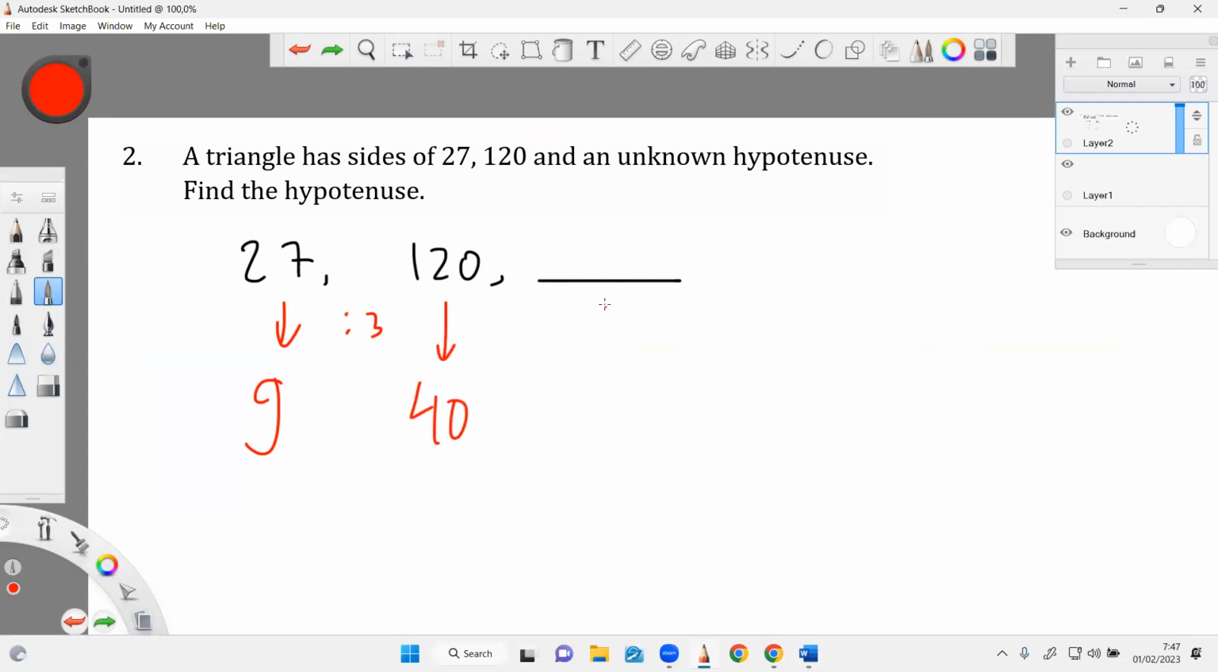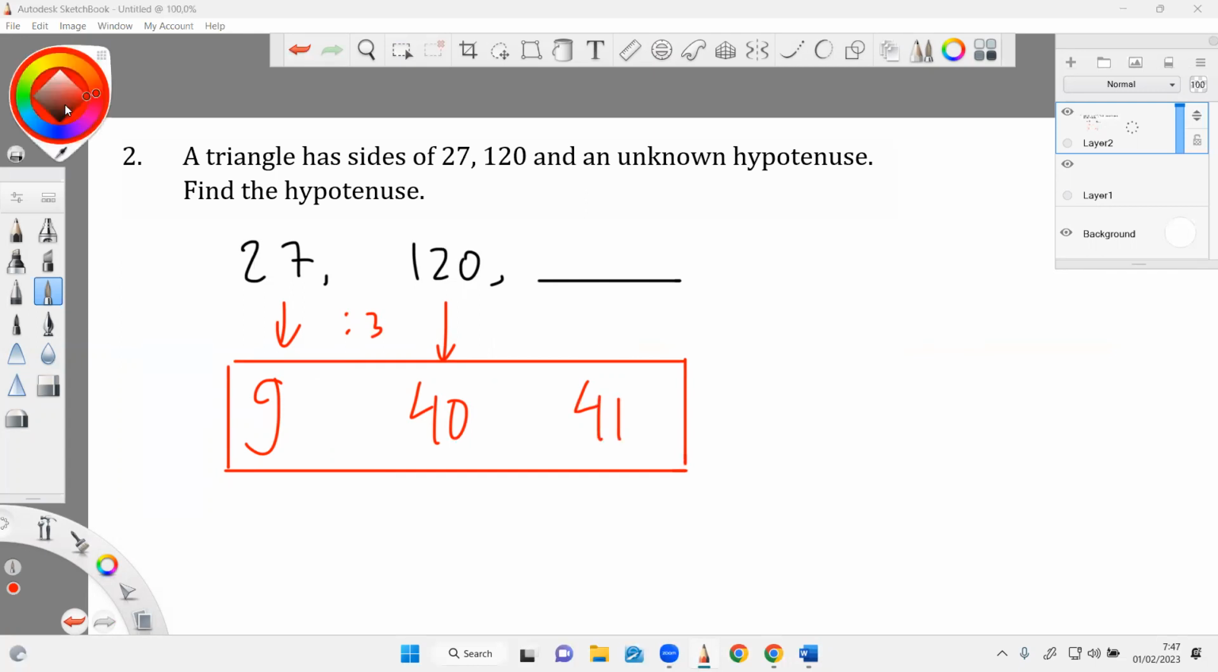Remember, if you divide by 3, what is the triple? 9, 40, and 41. So times 3 to go back to the original. 1, 2, 3, right? That's it.